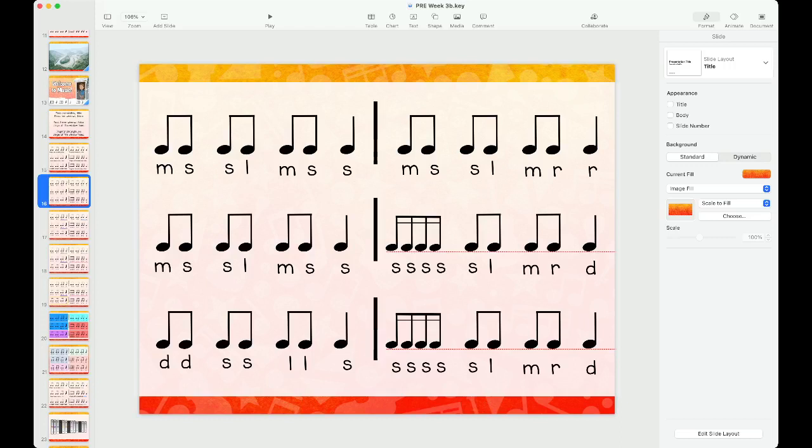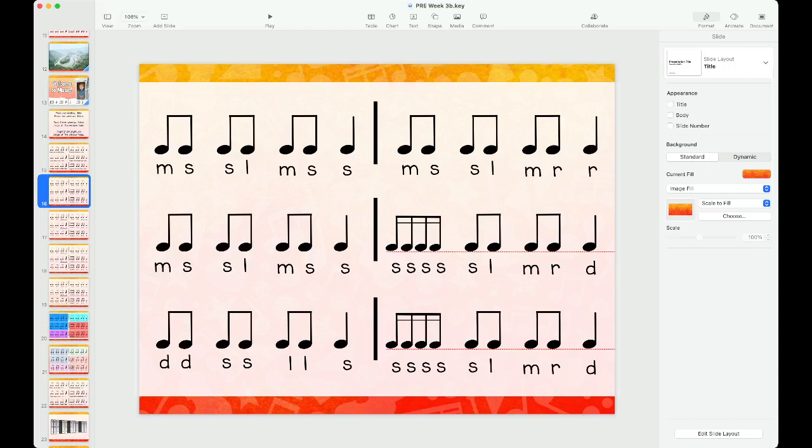M-S-S-L-M-S-S, M-S-S-L-M-R-R. And I even sometimes will sing it like that. Do you think that's what it's supposed to be? M-S-S-L-M-S-S. S-S-S-S-S-L-M-R-D. You think, but they're like, no, it's the solfege.